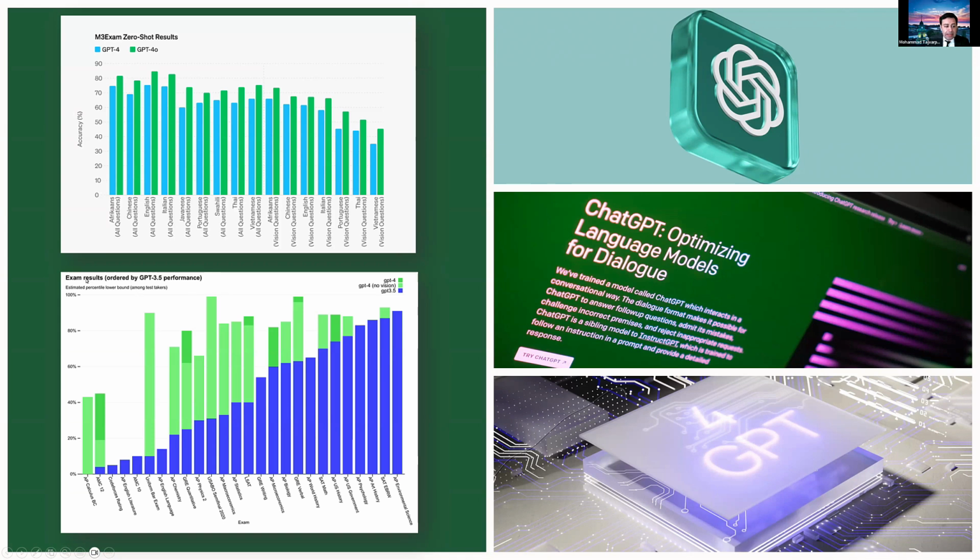This is exam results, different popular exams that we have, for ChatGPT 3.5, GPT-4 no vision, and GPT-4 with vision. The blue one shows ChatGPT 3.5. You can see GRE writing, for example. It was doing better than 50% of human beings. ChatGPT 3.5. Or we can see GRE quantitative. The first version of ChatGPT was doing better than 20% of human beings.